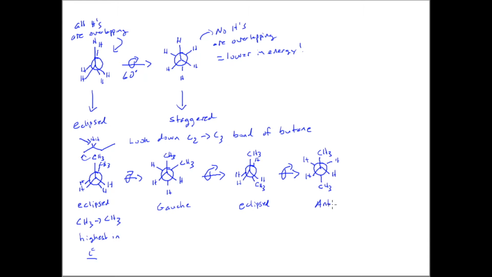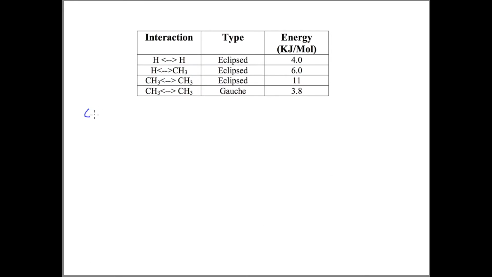And if I rotate it one more time, I can see that I have something that's eclipsed again. And then finally I get to the last one where it's lower in energy, where the CH3s are far apart. That would be what we call anti. Now we can add up all of the energies that are associated with all of these different bonds. And so here's a chart that shows you the different energies that are involved.